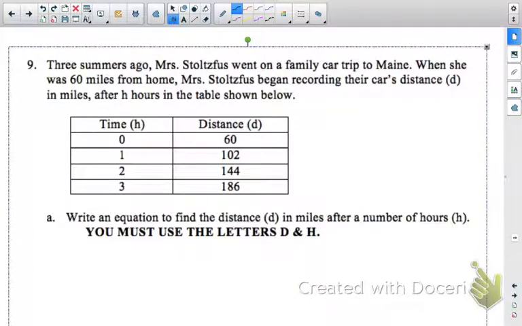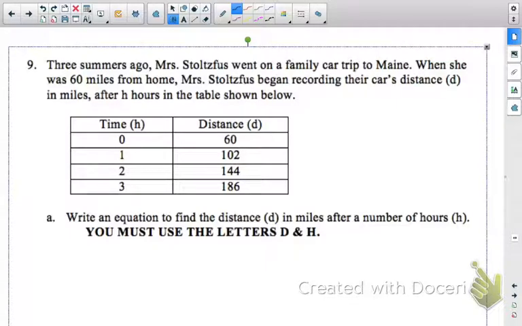Okay. Now, this next one states, or let me see, 3 summers ago, I went on a family car trip to Maine. Actually, it was this past summer. When she was 60 miles from home, Mrs. Stoltzfus began recording their car's distance in miles after h hours in the table shown below. Write an equation to find the distance d in miles after the number of hours h.